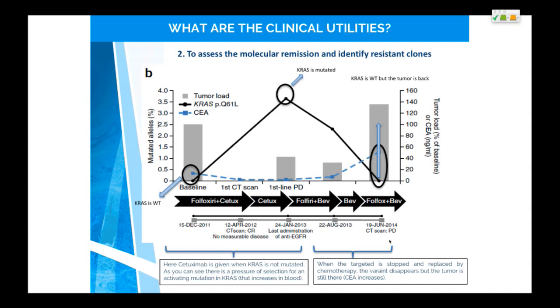Therefore, imagine if we could use the ctDNA to monitor this evolution. The ctDNA is more predictive than the CEA and more specific because we follow only the mutations that are present in the tumor. In addition, based on the sequencing, we could provide the information that the resistance is coming from a mutation in KRAS, and neither the tumor load nor the CEA can provide you with this information.